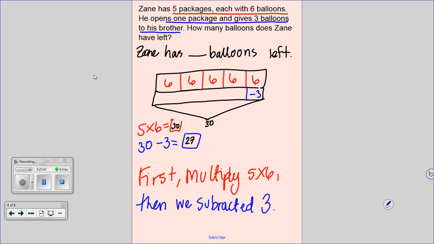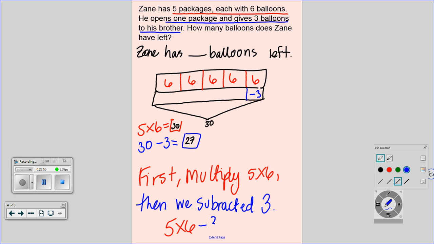So finally, if I smush my 2 equations together, I'm going to write what I did first, which was 5 times 6, and then what I did second, which was take away 3. What's up? You good? You got this equation done?